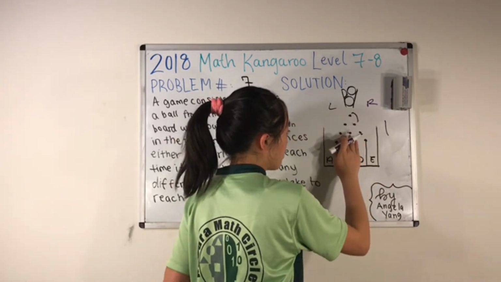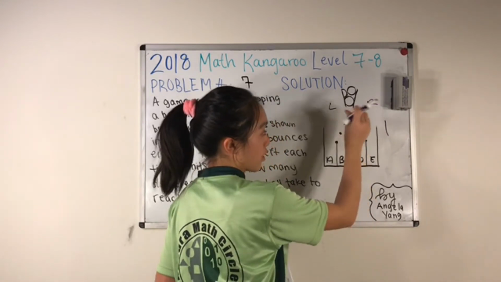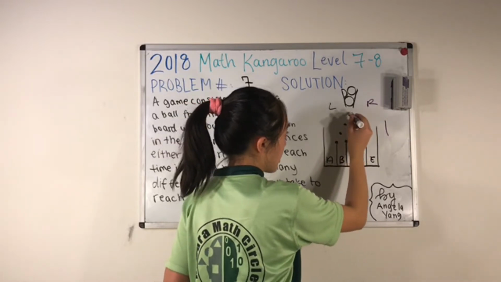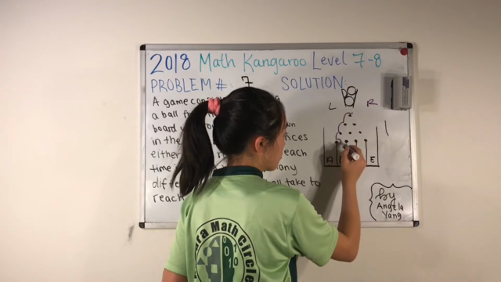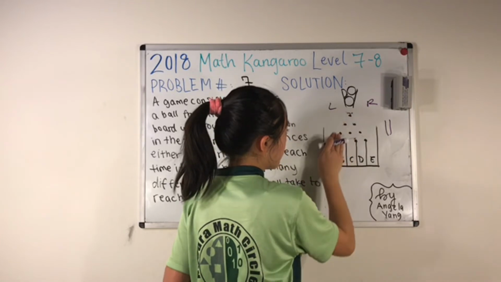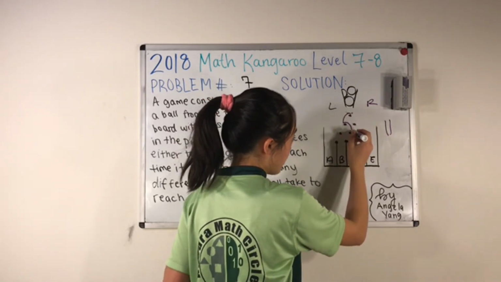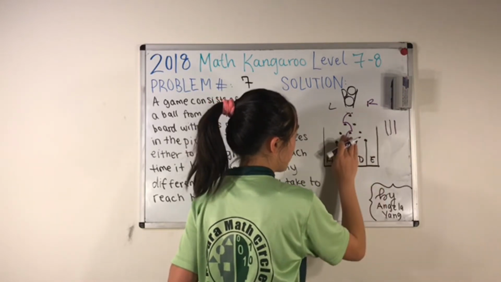Now that's all the methods we can do if the ball goes to the right. Now let's see if the ball goes to the left. If the ball goes to the left, it can go to the left again, to the left, and then to the right. So that's another method. And then let's see if the ball goes to the left again. Now it can go to the right, and then it can go to the left, and then to the left. That's a third method.